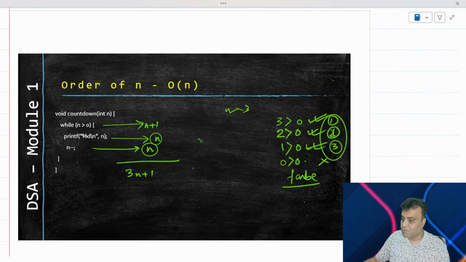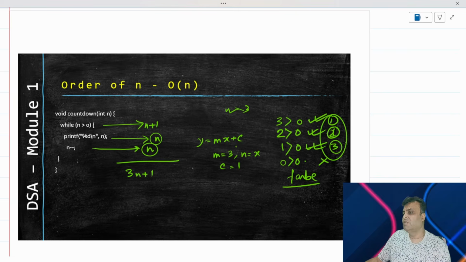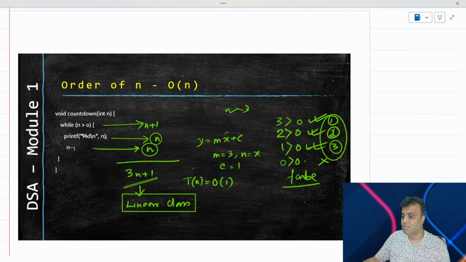So can I represent 3n plus 1 as y equal to mx plus c? Of course I can, right? Where my m is equal to 3, my n is equal to x, and my c is equal to 1. So I can represent that. So if I can represent y equal to mx plus c, then I know that I can represent the time complexity as an order of n, because this now belongs to what? This now belongs to a linear class of polynomial. And when it belongs to the linear class of polynomial, the highest degree is always 1. Hence, the time complexity will be order of n. Right? I hope you can understand.